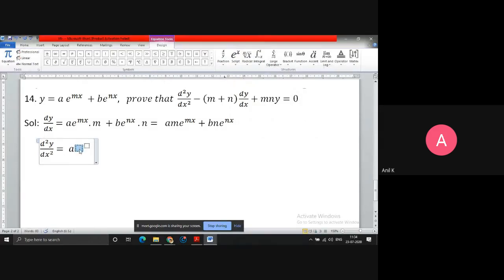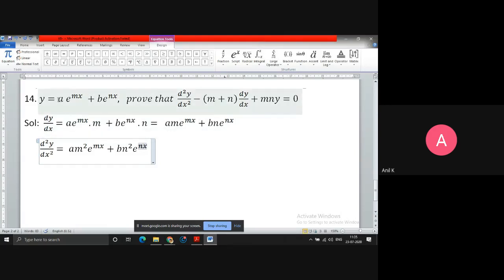This will give me m square into e power mx. Okay, Control V. Plus b into n square will come. I hope you understood this n square and n square terms into e power nx. Just check it out. Are we doing it correct?